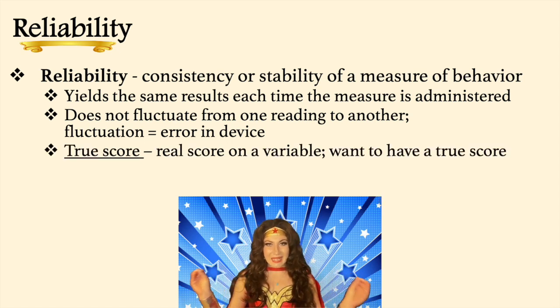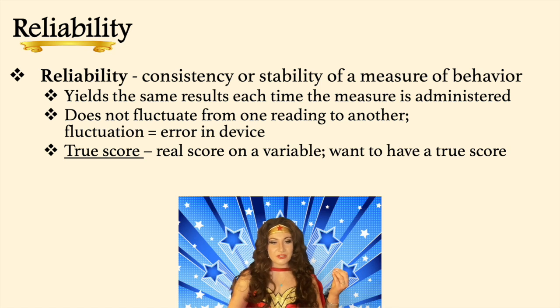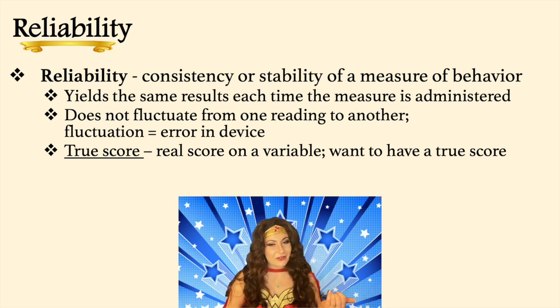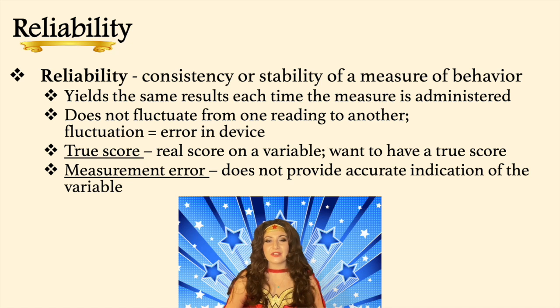And each type of measurement has a true score. The true score is the real score on a particular variable. So again, you want to have an accurate representation of the variable that you are measuring. Measurement error would not provide an accurate indication of the given variable you are measuring. So if it fluctuates and it has an error in the device, that would be a measurement error. What we should always strive for is a true score, meaning an accurate representation of whatever it is that we are measuring.